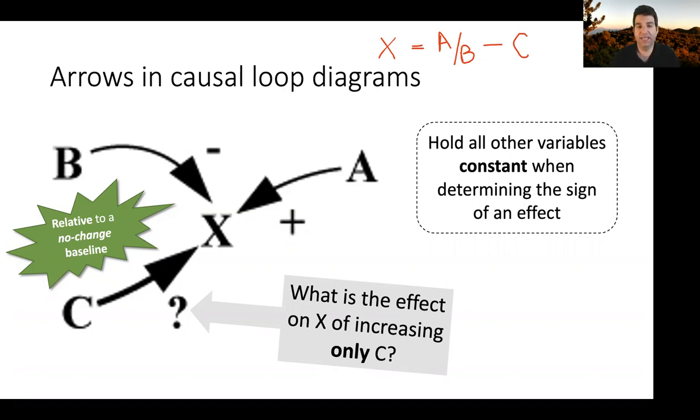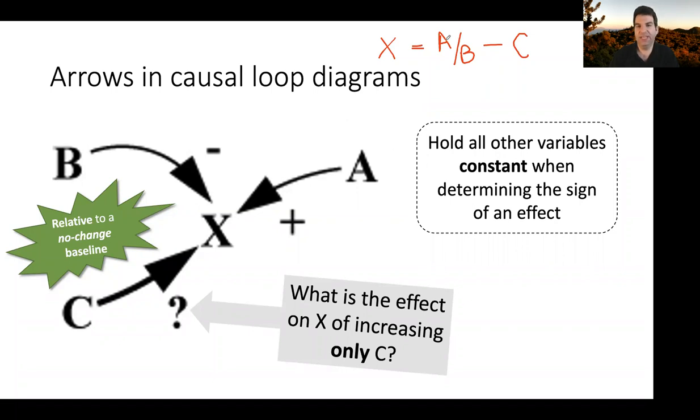If I were to give you a formula like this, and I could say A, B, and C are independent variables, and X is the dependent variable here. So changes in A, B, or C cause changes in X. Then how do we draw a stock and flow diagram that corresponds to this?